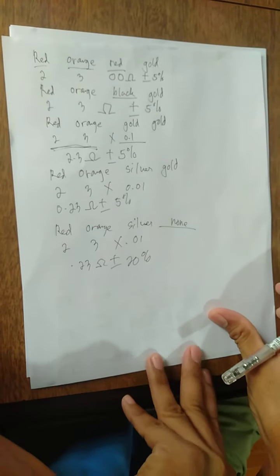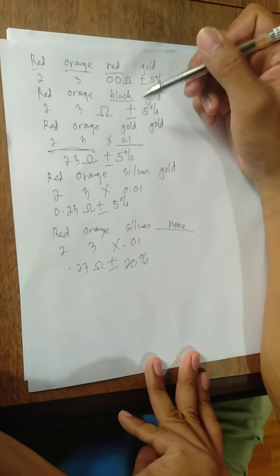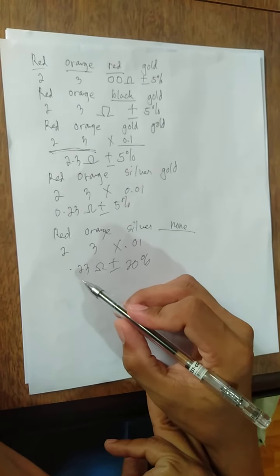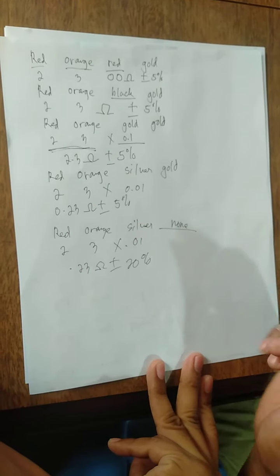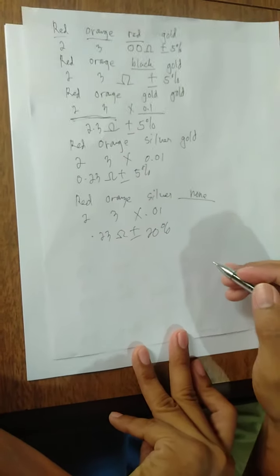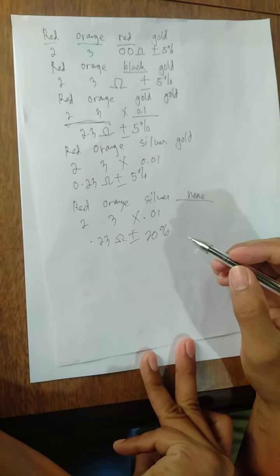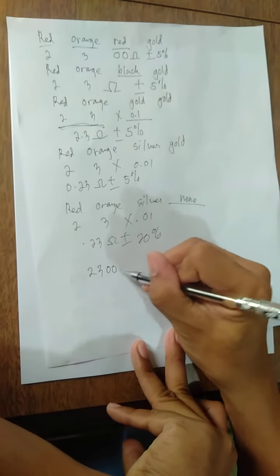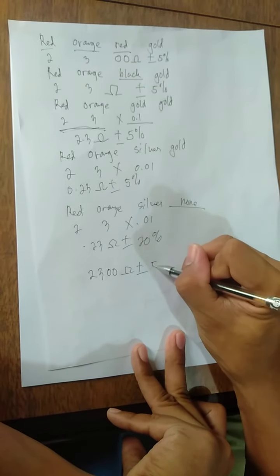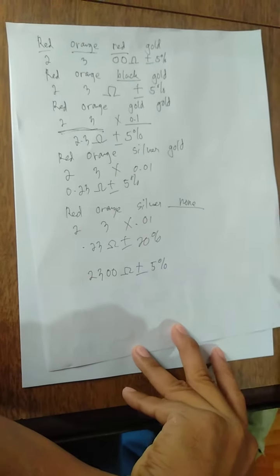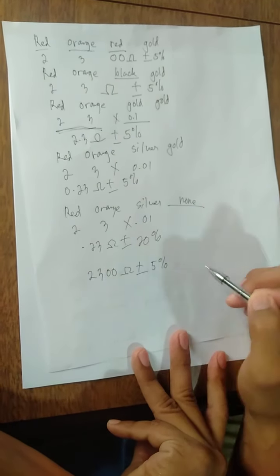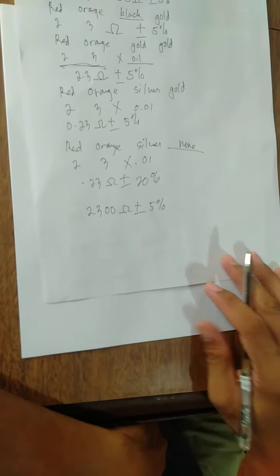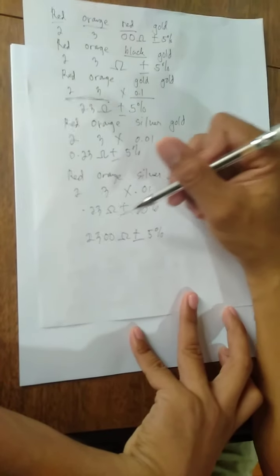Now this time, for our lesson today, we will do the reverse. Okay? Meaning, I will put the numbers, you will write the colors. So for example, the number is 2,300 ohms, positive, negative, 5%. So what are the colors of that resistor? If this is the value of the resistance, so what are the colors that you should find in a resistor? So you just do the reverse.